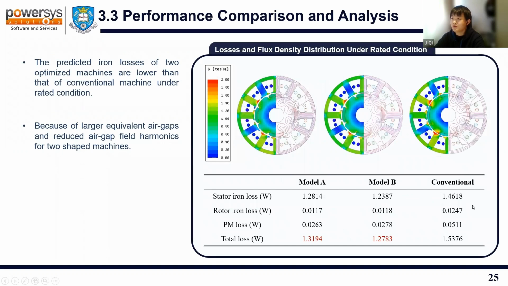Here is the performance comparison of the loss and flux density distribution. The predicted iron loss in the two optimized machines is lower than that of the conventional machine under the rated condition. This is mainly because of the larger equivalent air gap and the reduced air gap field harmonics for the two shaped machines.